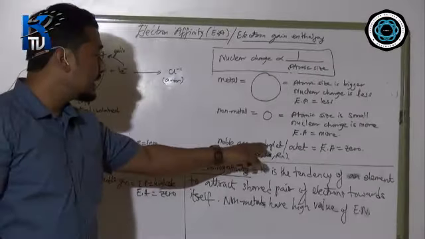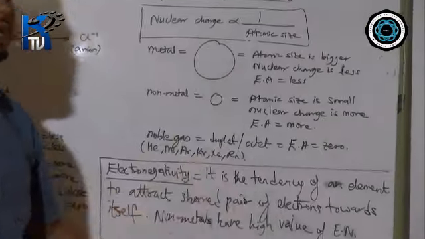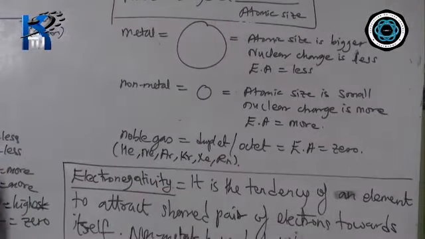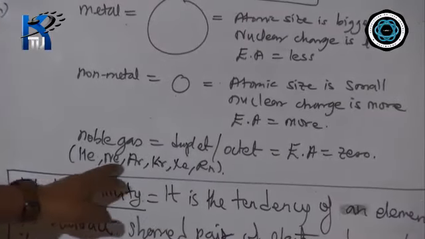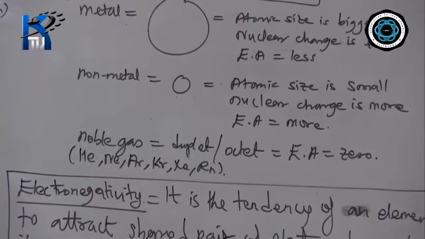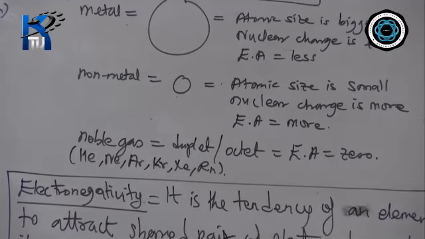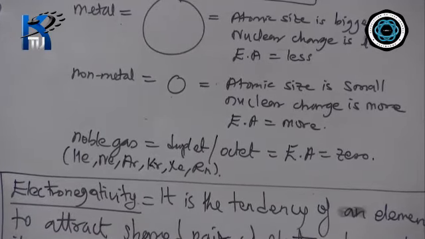Noble gases, since they have a stable configuration, that is duplet or octet, neither gain electrons nor share, nor lose. Therefore, electron affinity for them is 0. So whether it's helium, neon, argon, krypton, xenon, radon, all of their electron affinity values are 0. That is, group 18 electron affinity value is 0 because they are stable, so they never gain electrons. So electron love for them is 0.